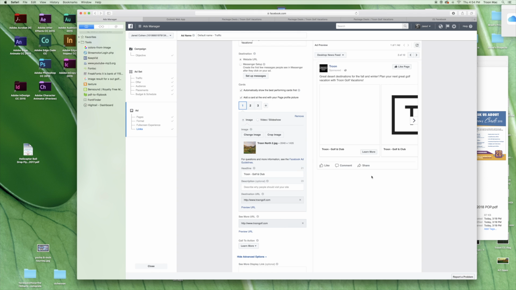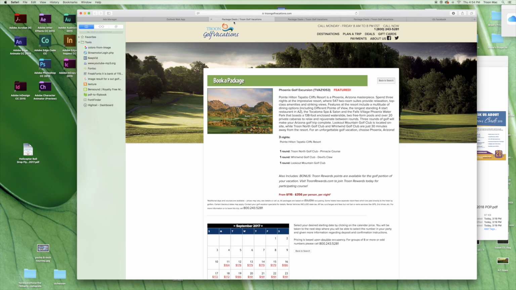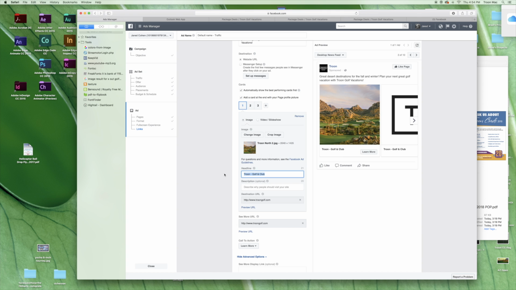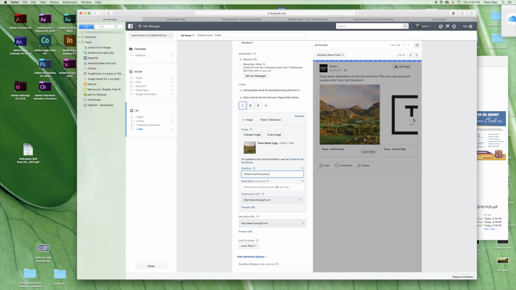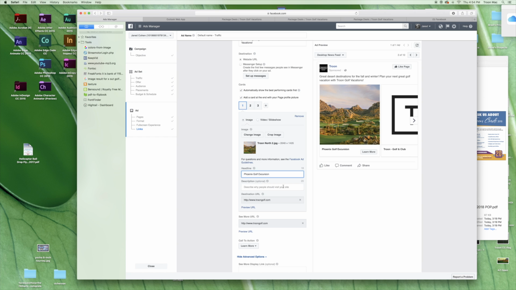So you upload the first image, it'll automatically show there in the profile. This first headline is what shows up here where it says Troon Golf and Club. I'm going to change the name of this to the name of this package. All right, and then you can add a description. That's optional. I'm not going to do that because it would be way too long for this specific ad, but if you wanted to include the location, maybe you can put Arizona or something like that. So it gives some sort of description, if you will.